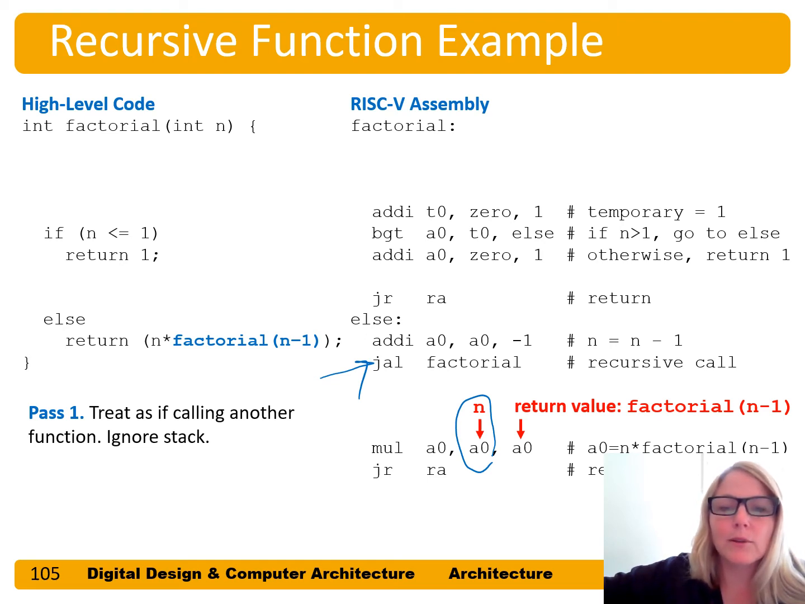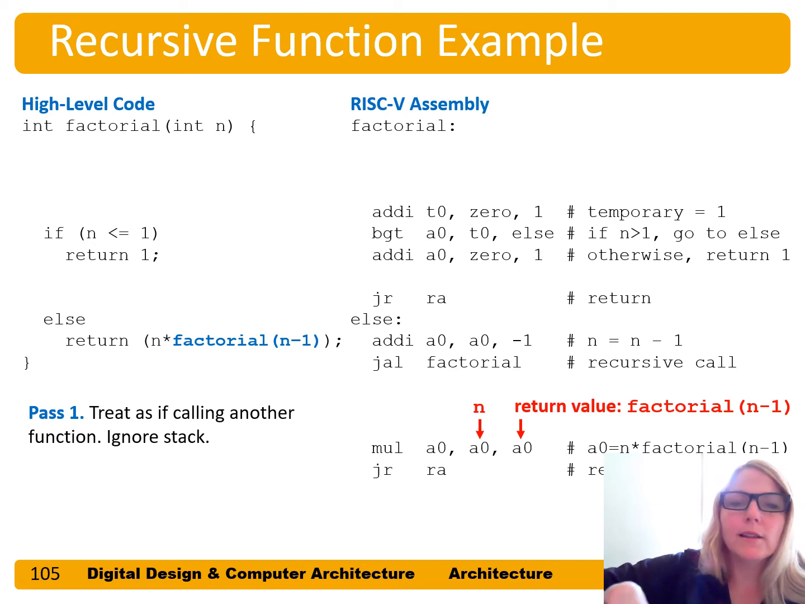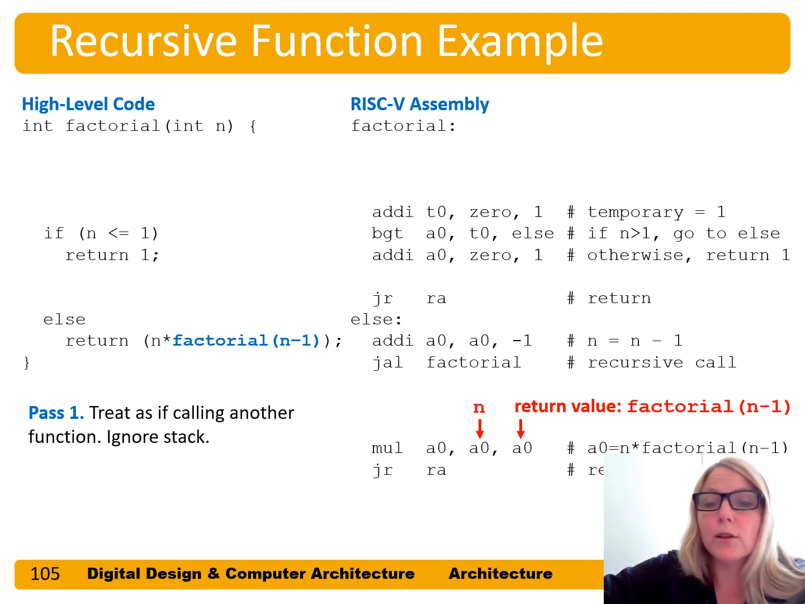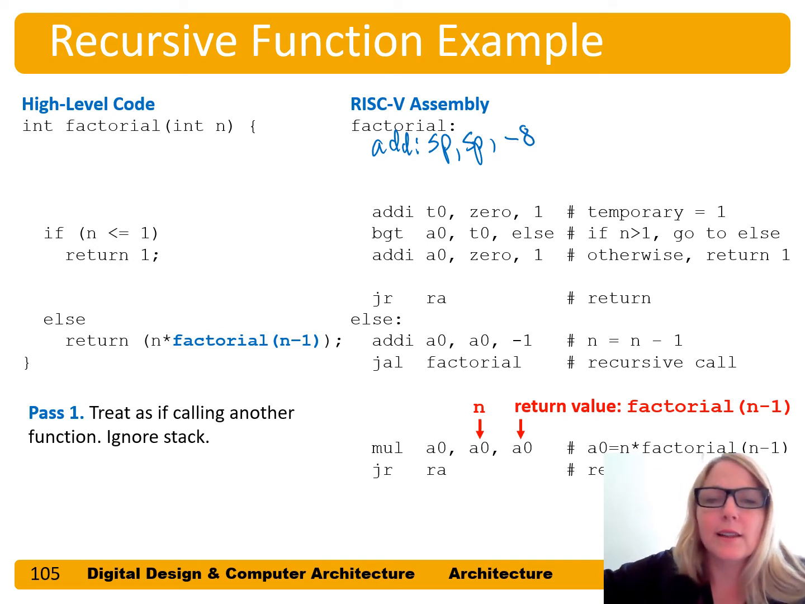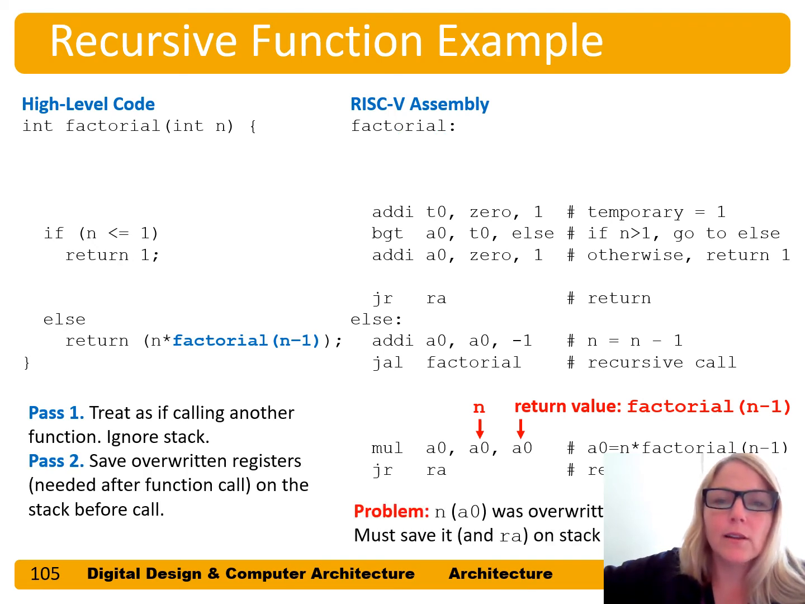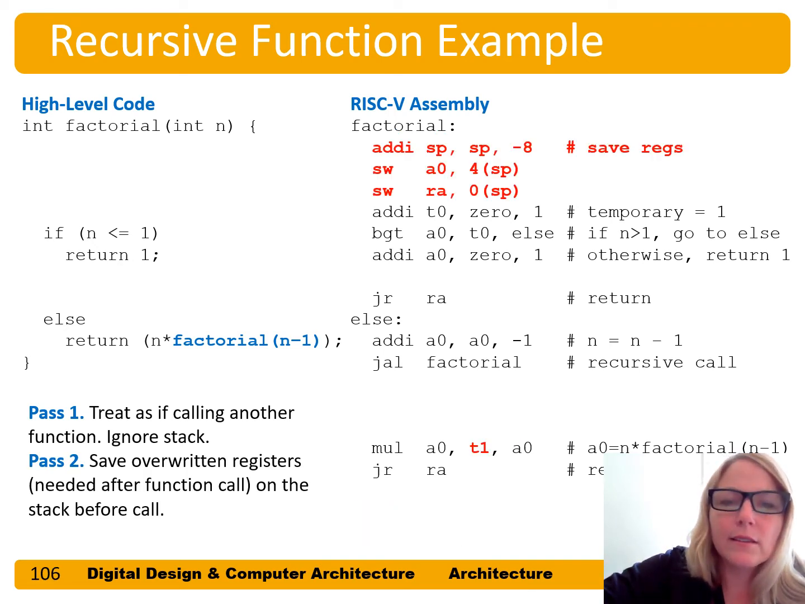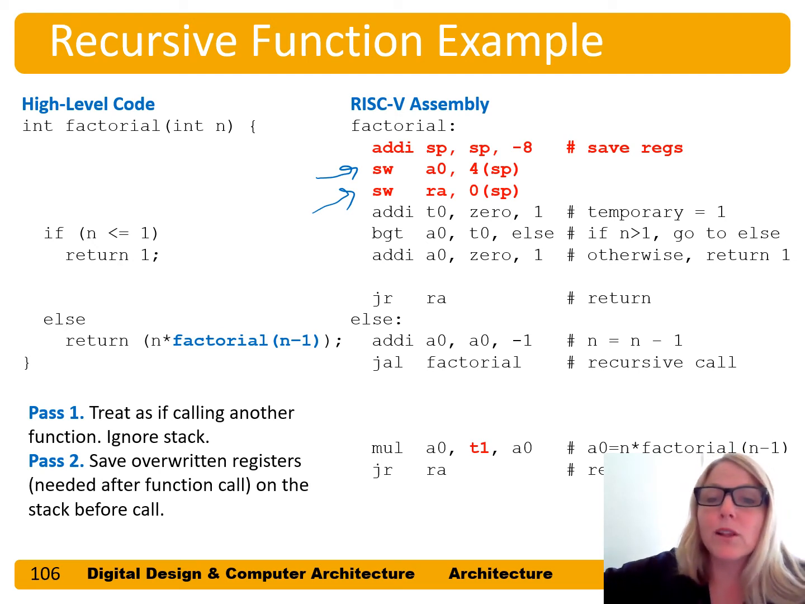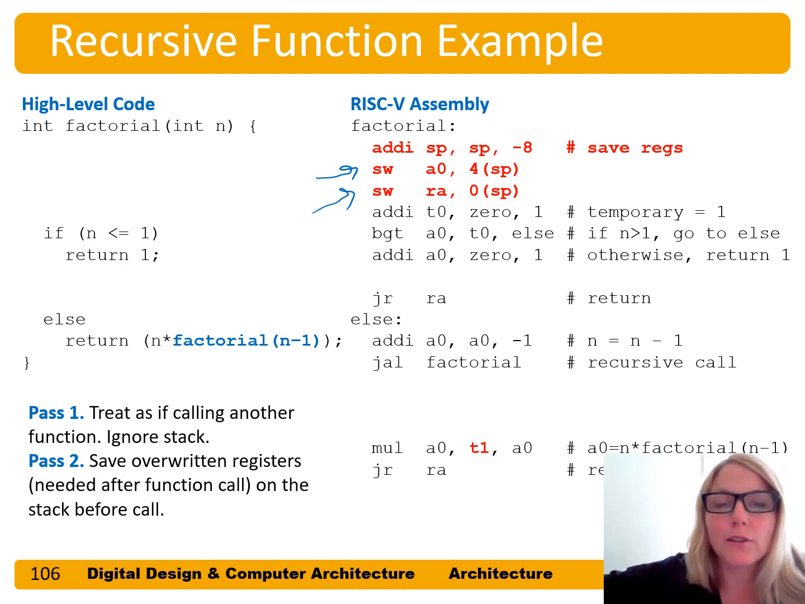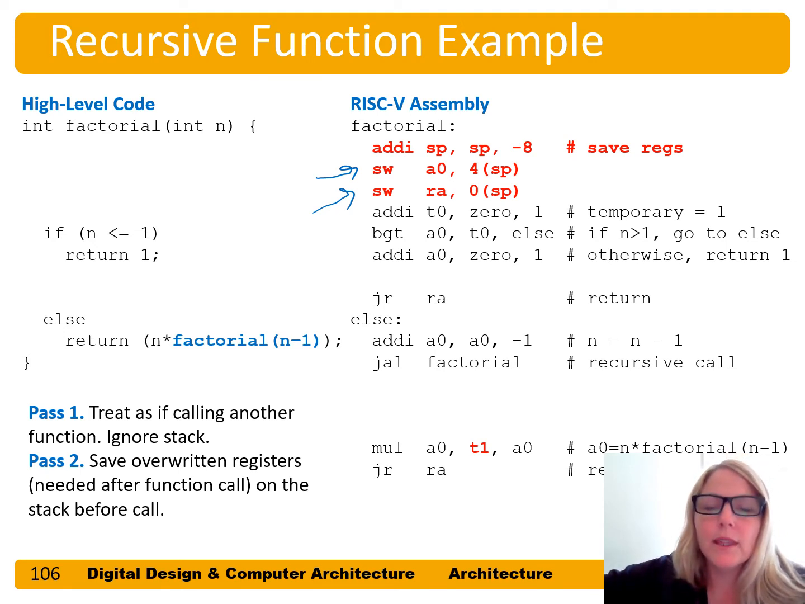And so now we can add some code up here and say, okay, we need to make room for 2 words on the stack. So add immediate SP, SP, minus 8 bytes. Remember, it's growing downwards, so we subtract. And now we're going to store A0 and RA on the stack. So now we've preserved the value of n when factorial was called, so that we can use it again even after subsequent function calls. Okay, so we've got A0 and RA stored on the stack.